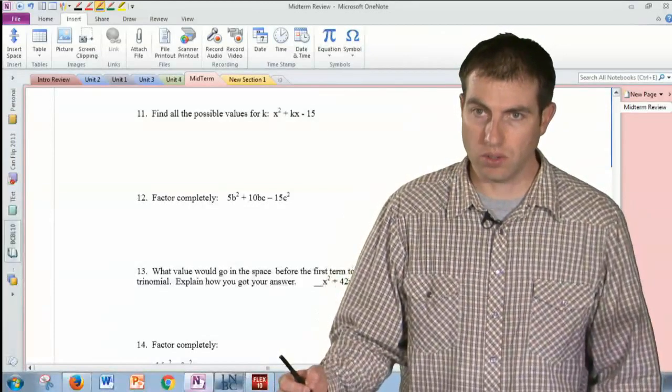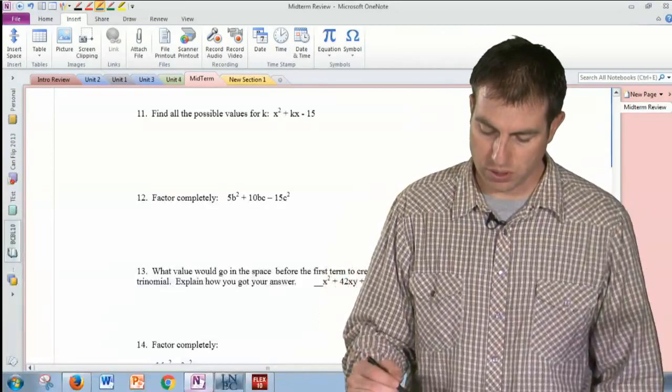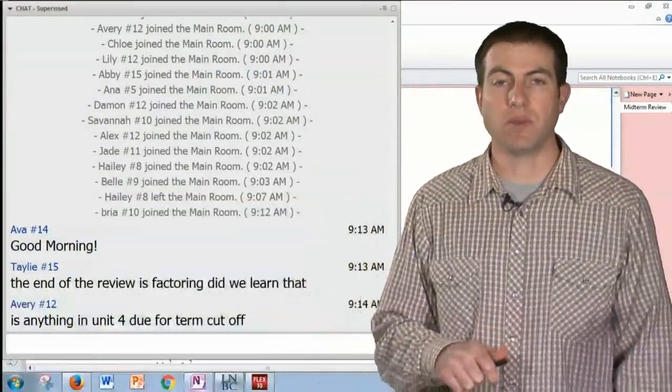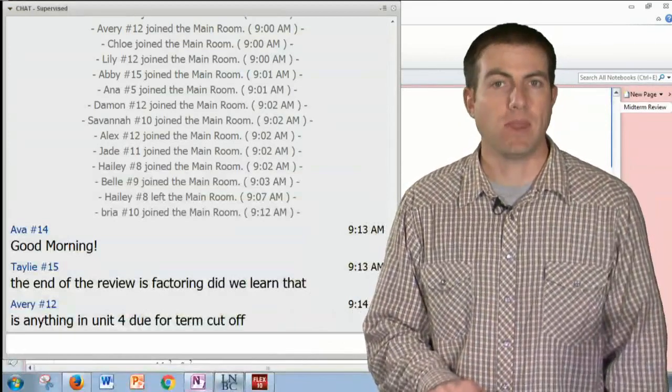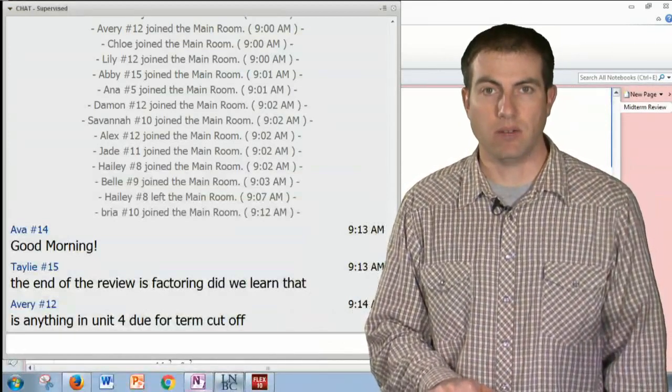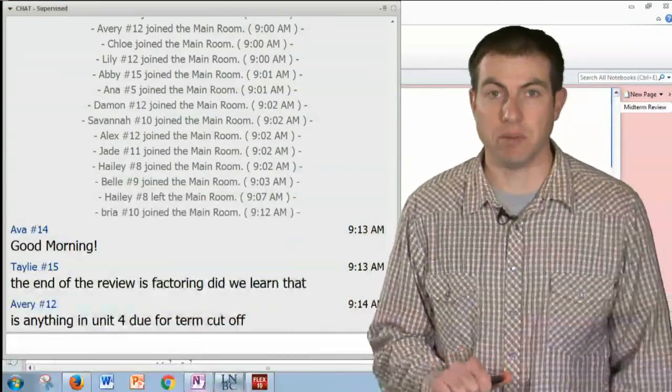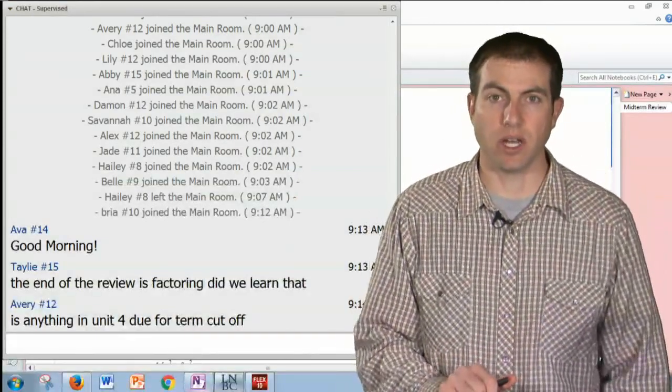Is anything in Unit 4 due for the term cutoff? No. If you wanted to do some of the quizzes from Unit 4, they may come onto your first term report card, but as I've said a few times, they don't really count for very much, so it's not going to really affect your grade at all.